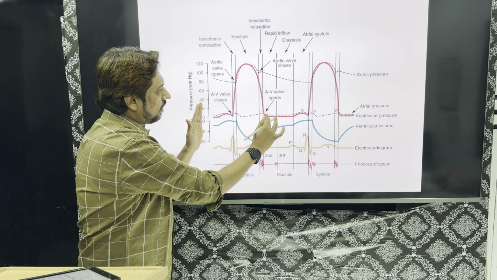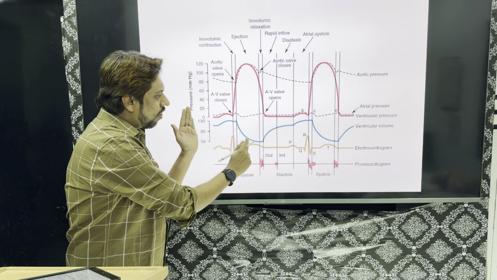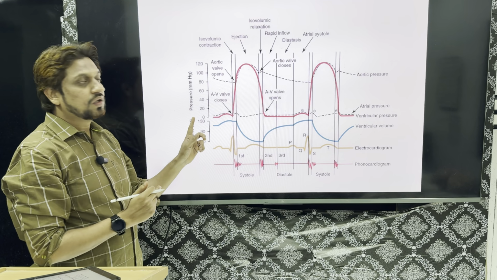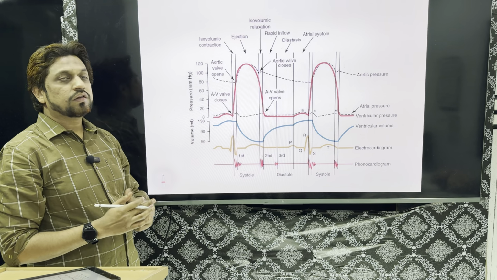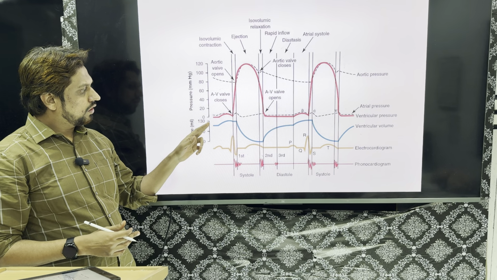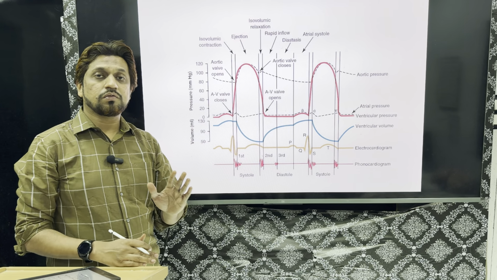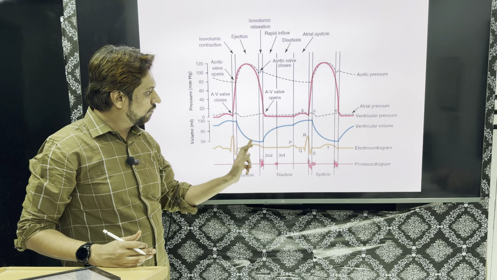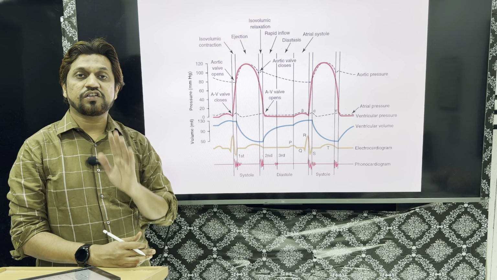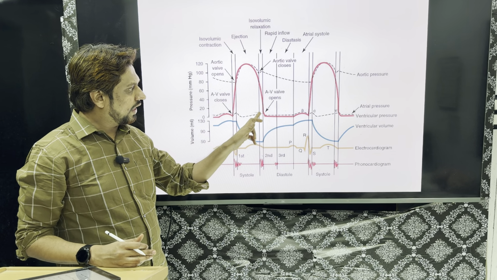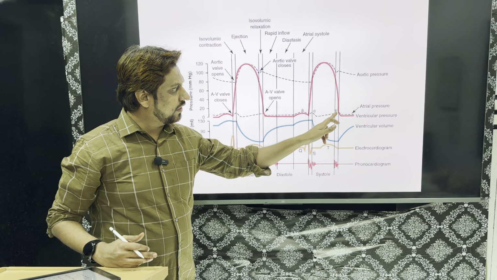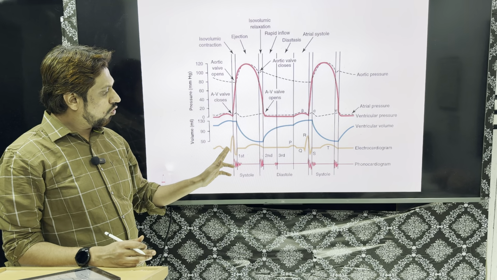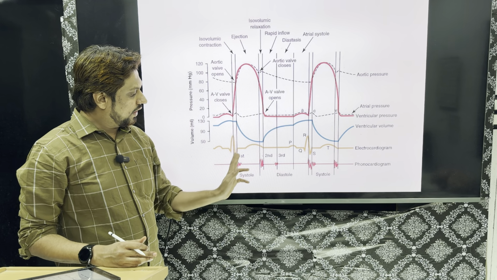First is the pressure changes, then this is the volume changes. Volume changes, that is from 50 to 130. 50 is the end systolic volume, 130 is the end diastolic volume, okay. Normally the question will be on pressure and volume changes. So this is the pressure change of the ventricle, this is the volume change in the ventricle. Simultaneously the pressure changes in the atria is this dotted line. You have to explain the A, C, V positive waves and X and Y descent, why they occur, and you have to correlate this with the normal ECG, okay.